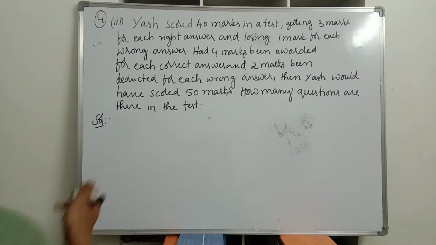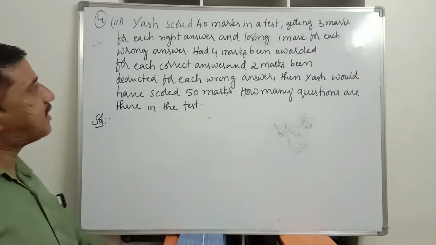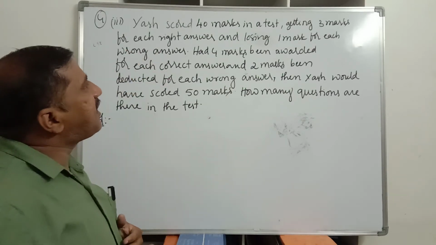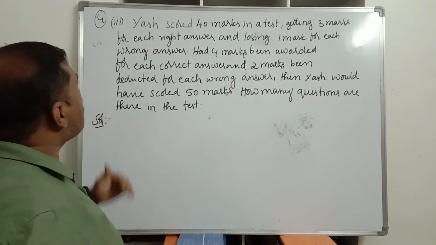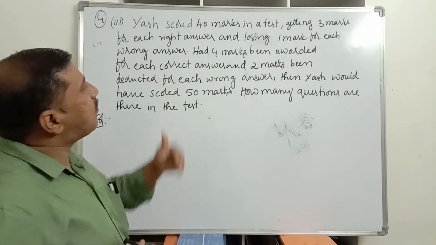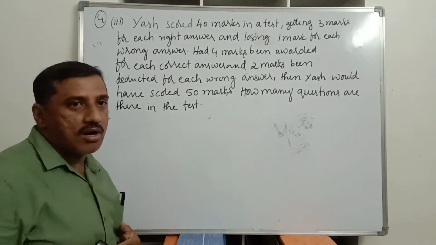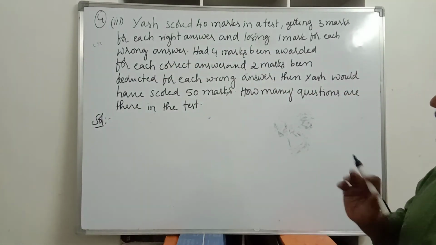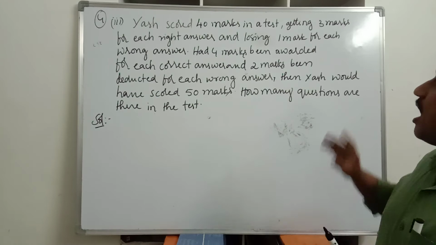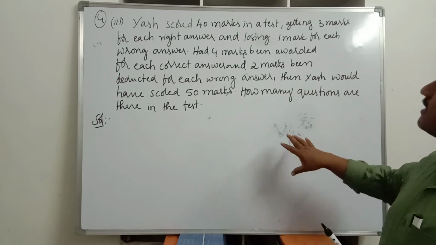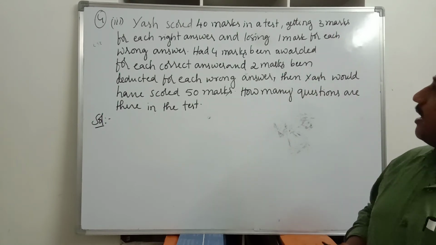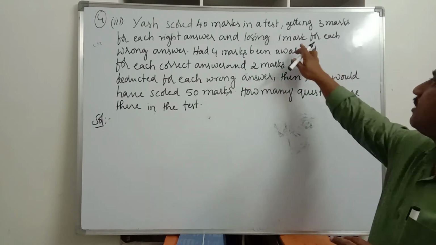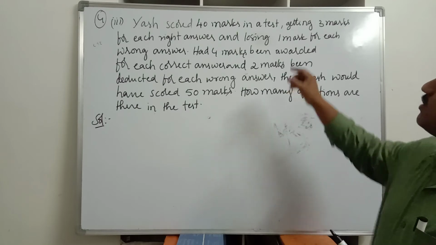Now we will discuss one more word problem from the fourth bit. Third question. A student has scored 40 marks in a test, getting 3 marks for each right answer and losing 1 mark for each wrong answer. So here two types of answers are there, correct answer, that is right answer, and wrong answer. 3 marks are awarded for each right answer and 1 mark is deducted for each wrong answer.